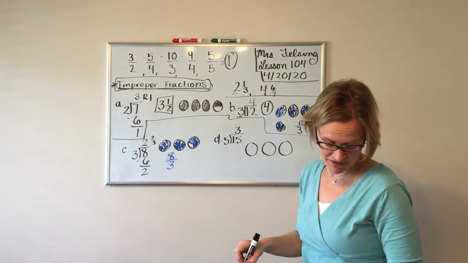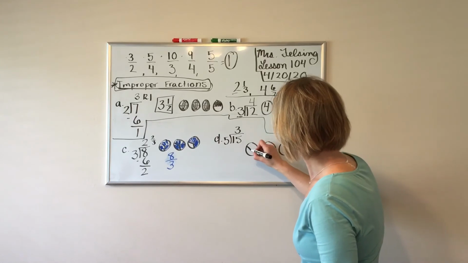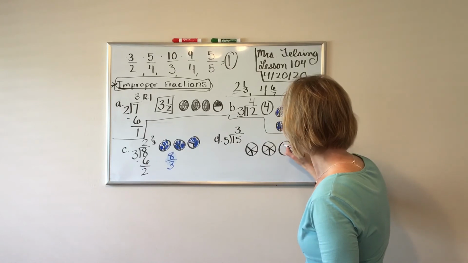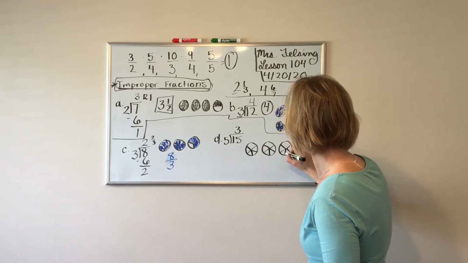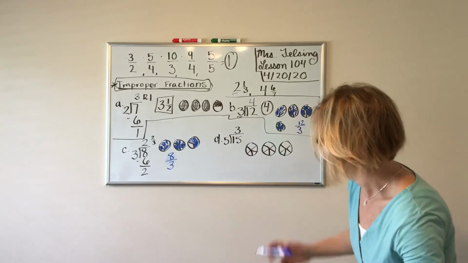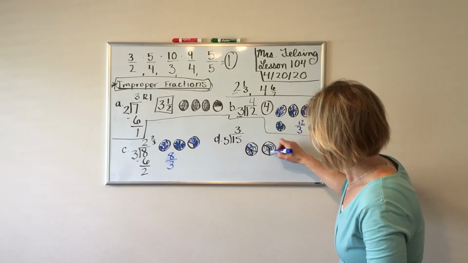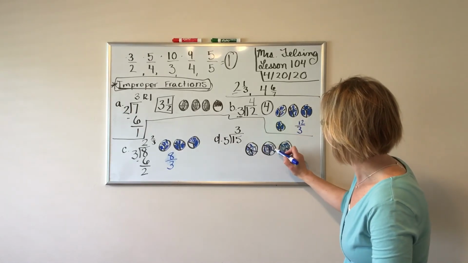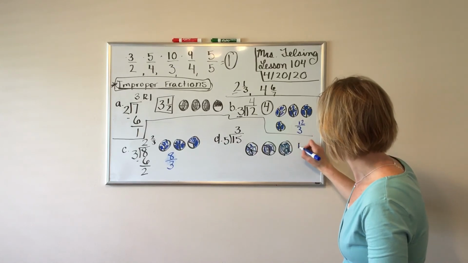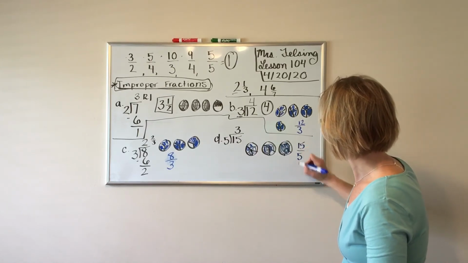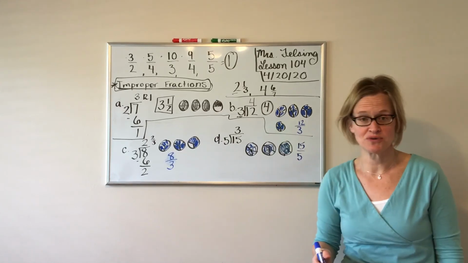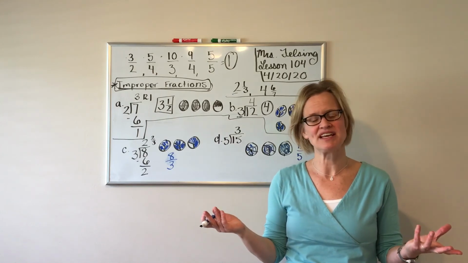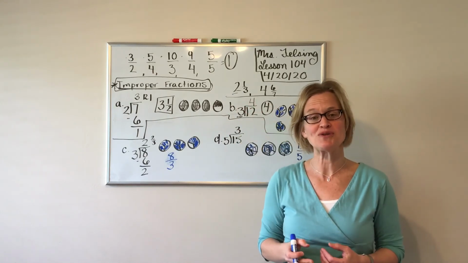So we are going to take a look and we have 1, 2, 3. We need to divide them in 5 sections. So we're going to go like this. Here we go. And let's count 1, 2, 3, 4, 5, 6, 7, 8, 9, 10, 11, 12, 13, 14, 15 fifths. And that is how you work with improper fractions. I hope that you understand this concept. It's basically just division. It's just a matter of knowing what numbers you're working with and where you put them.